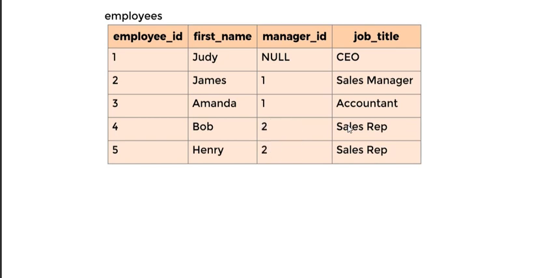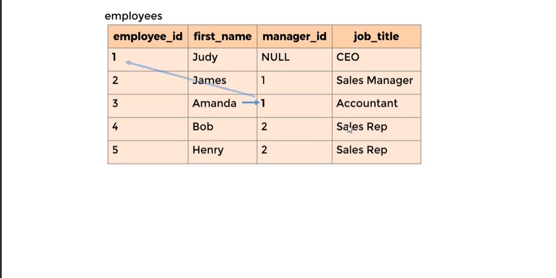Here this is the table. This is how they will ask questions. For instance, James has a manager ID of 1. That means James is managed by employee ID 1, and we can see that employee ID 1 is Jude. Jude is the CEO. So James reports directly to the CEO. Amanda also reports to Jude directly.